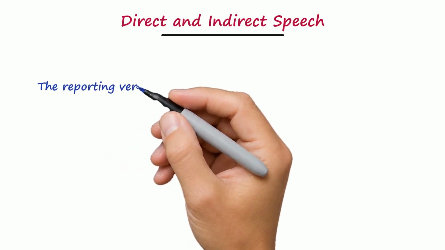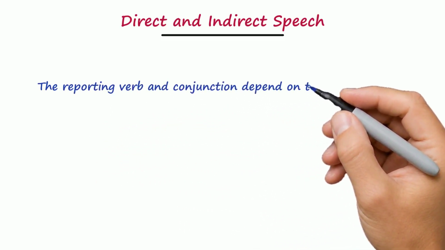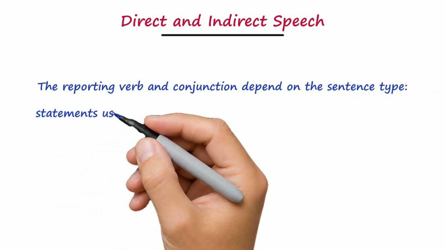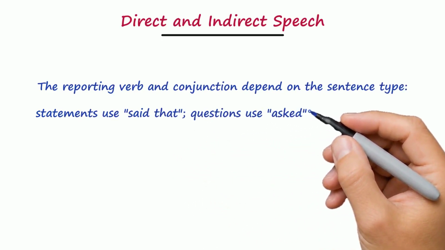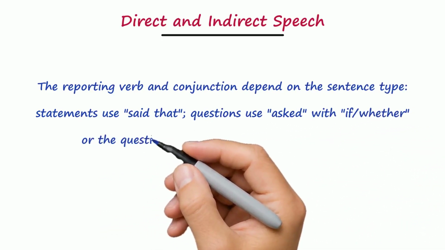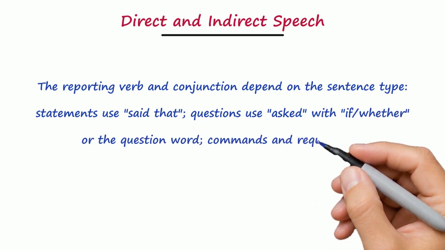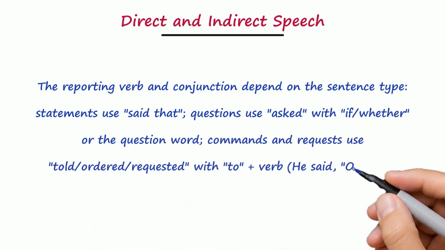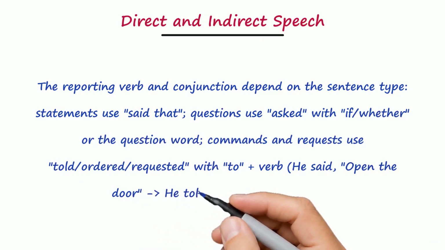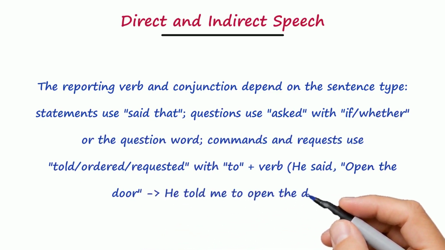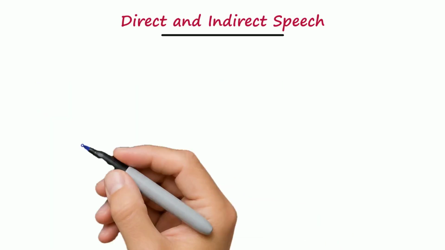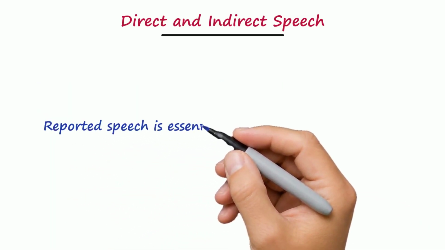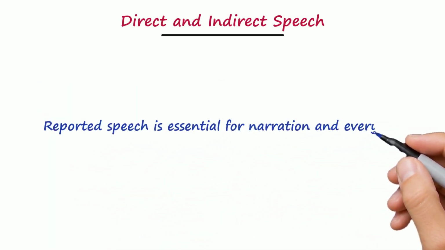The reporting verb and conjunction depend on the sentence type. Statements use said that, questions use asked with if or whether, or the question word, and commands and requests use told, ordered, or requested with to plus verb. He said, "Open the door" becomes "he told me to open the door." Reported speech is essential for narration and everyday communication.